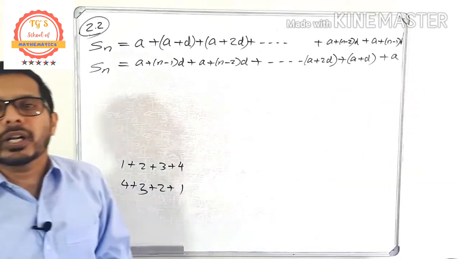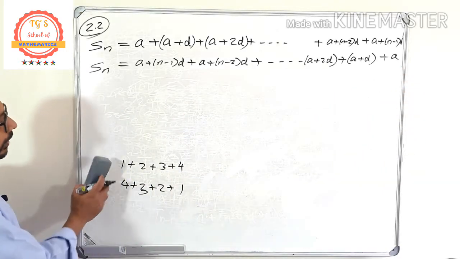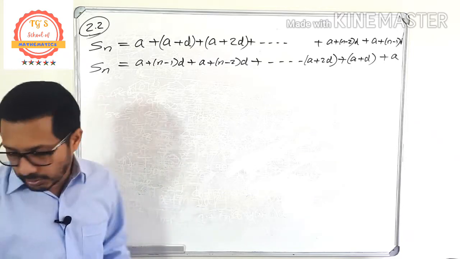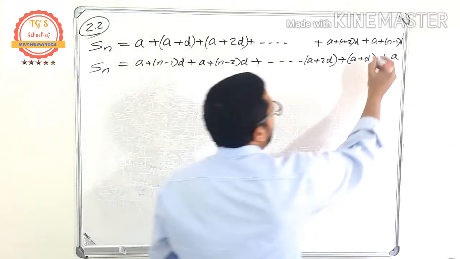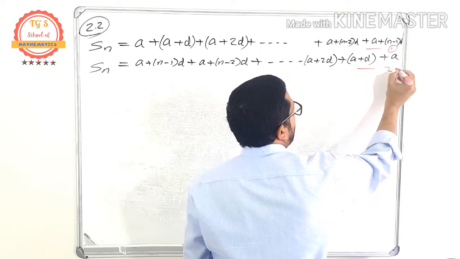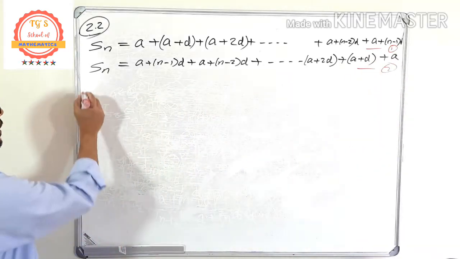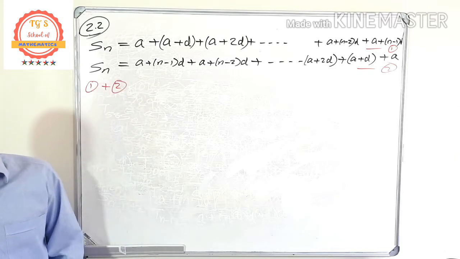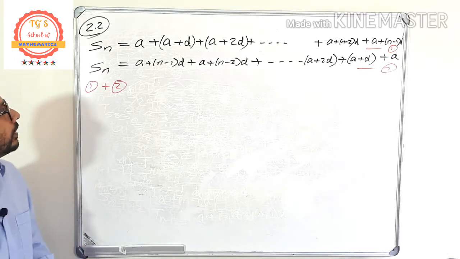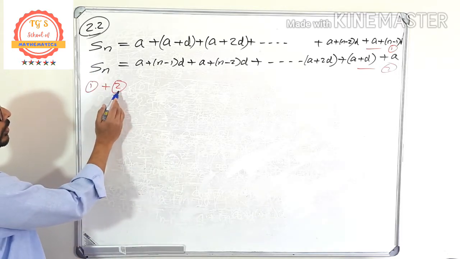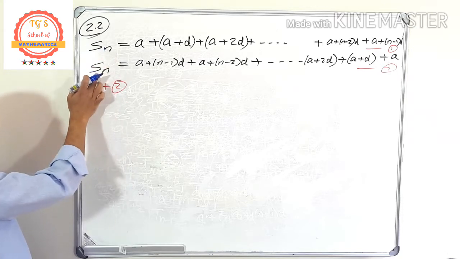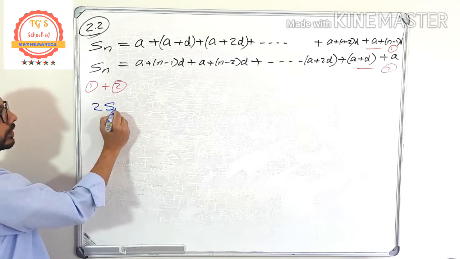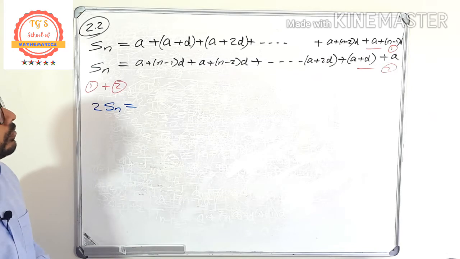Okay, so now I call the first one equation number 1 and the second one equation number 2. Let me write it here. This is my equation number 1 and this one is my equation number 2. Okay, so I'm going to add equation number 1 and equation number 2. What is going to happen? Listen very carefully. When you add Sn plus Sn on the left side, Sn plus Sn is 2Sn. So it is 2Sn is equal to, now this one you have to be very careful.